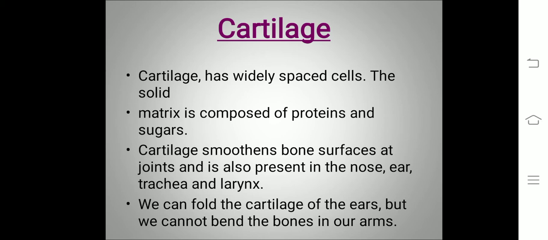For example, we can fold our ears, we can bend our nose. How is it possible? Due to the presence of cartilages in these areas. Since cartilages are having widely spaced cells, therefore we can easily fold or bend the cartilages wherever they are present in the body. This is the major difference between bones and cartilages, that we can fold or bend the cartilages, but this is not so in the case of bones.